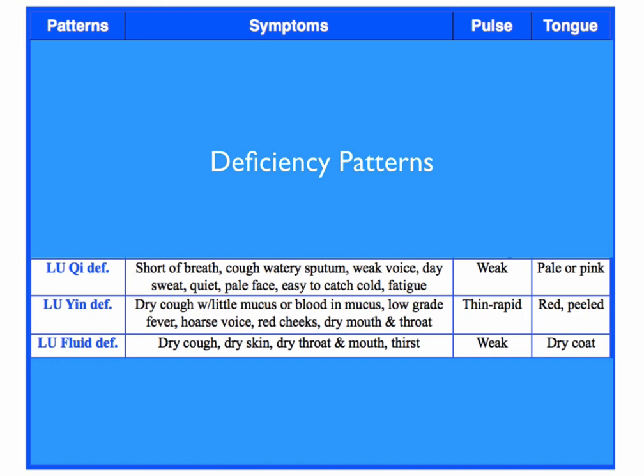The person is yin deficient, so they might have red cheeks, dry skin as well, dry mouth, and dry throat. Specifically at night, they need to drink water. They have dry throat or dry mouth. The pulse is a thin, rapid pulse, which is a yin deficiency sign. And the tongue is red and cracked and peeled with no coat. Okay? So very different from the LU Qi deficiency, right? You can see the difference.